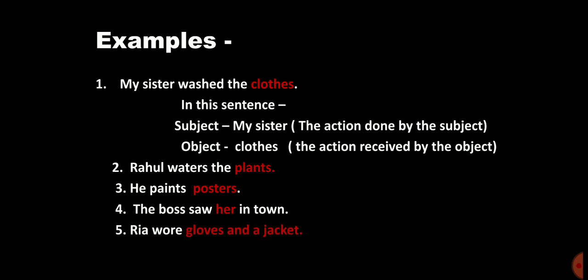Next is, Riya wore gloves and a jacket. In this sentence also, gloves and a jacket received the action done by Riya. So, gloves and a jacket is the object.